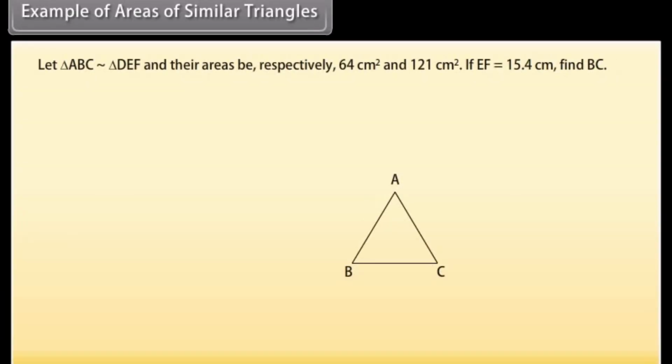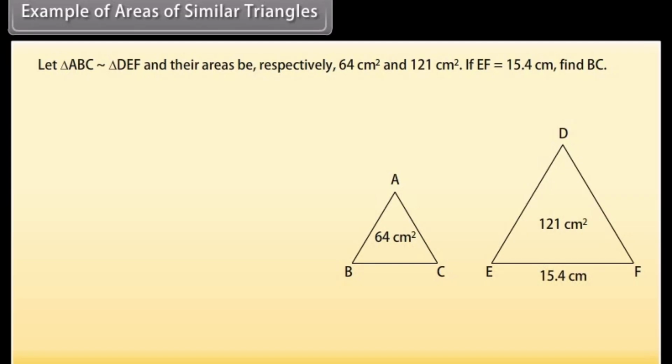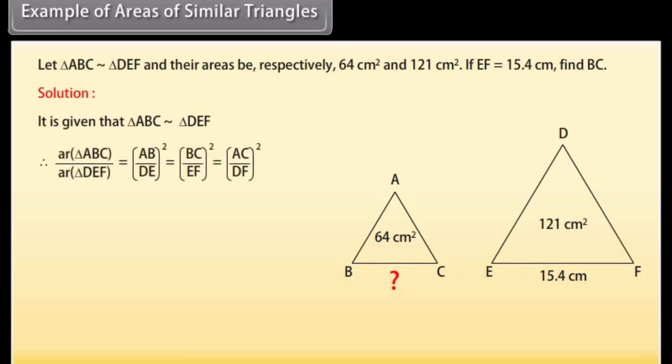Example. Triangle ABC is similar to triangle DEF and their areas be respectively 64 cm square and 121 cm square. If EF is 15.4 cm, find BC. Solution. It is given that triangle ABC is similar to triangle DEF. Therefore, area of triangle ABC upon area of triangle DEF equals AB upon DE whole square equals BC upon EF whole square equals AC upon DF whole square.